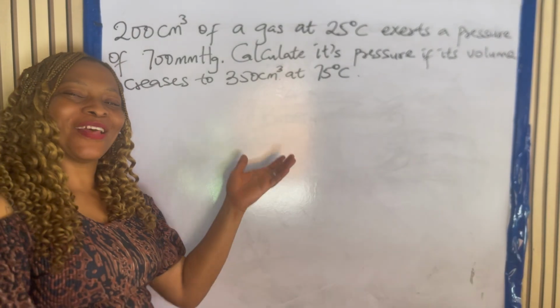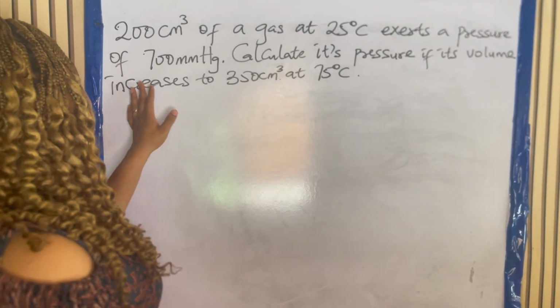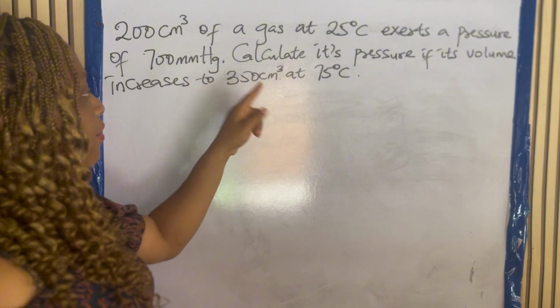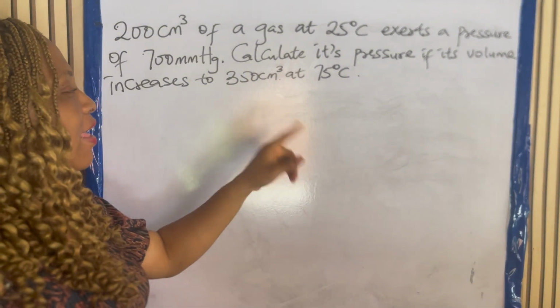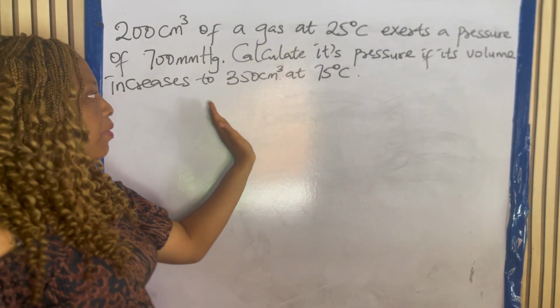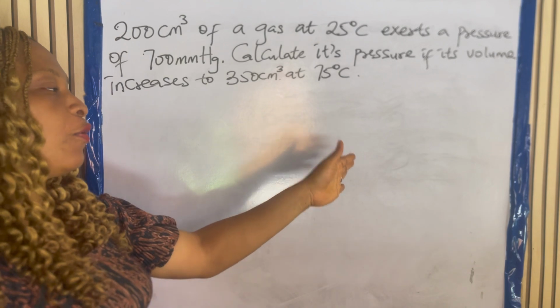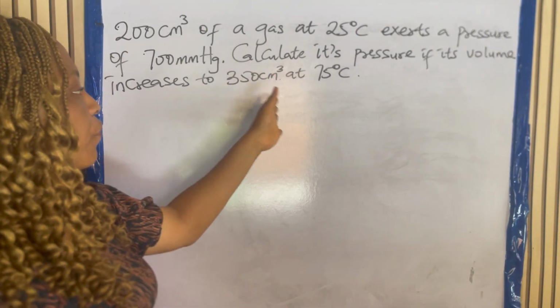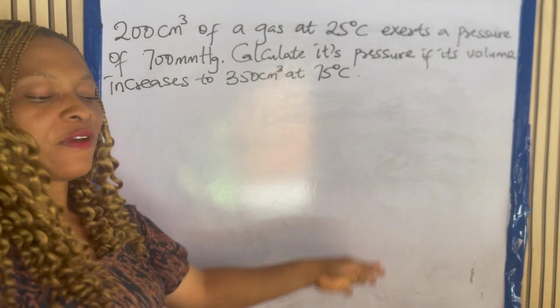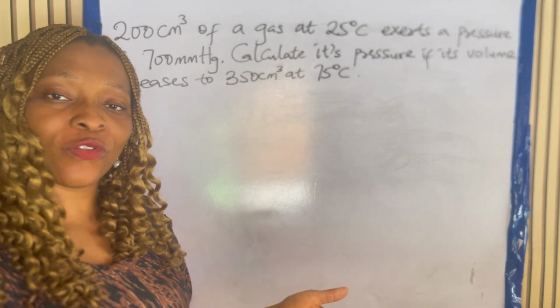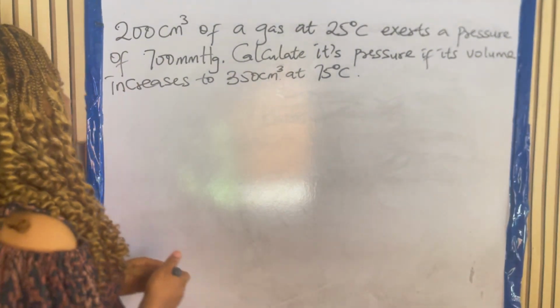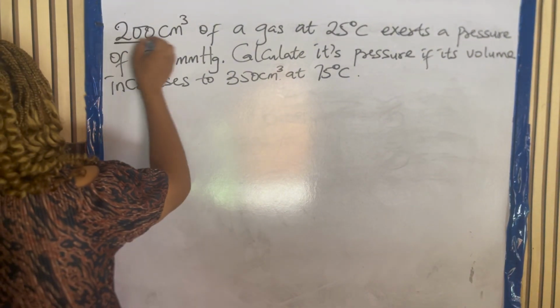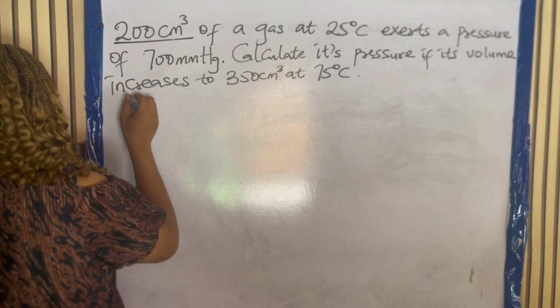Okay, people, let's solve another question. The question says 200 cm cube of a gas at 25 degrees Celsius exerts a pressure of 700 millimeter mercury. Calculate its pressure if its volume increases to 350 cm cube at 75 degrees Celsius. So the first thing to do is to write out our parameters. And what are the parameters here? Cm cube is what? Volume.